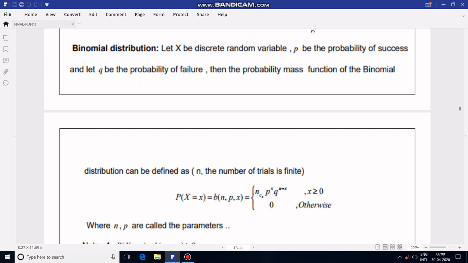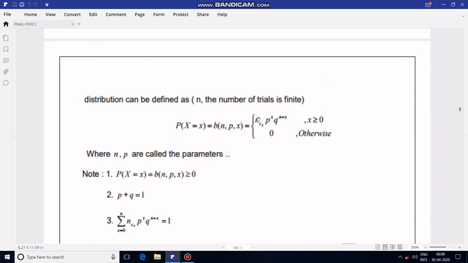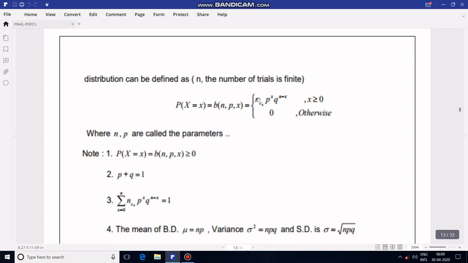Now we should know the formula to find the probability of a random variable x in the binomial probability distribution. That is given by p of x is equal to nCx p raised to x q raised to n minus x, where x is greater than or equal to 0. That means here x takes the values 0, 1, 2, 3, etc. up to n. Otherwise, it is equal to 0. Where n is the total number of trials, x is the number of successes, p is the probability of success, and q is the probability of failure.